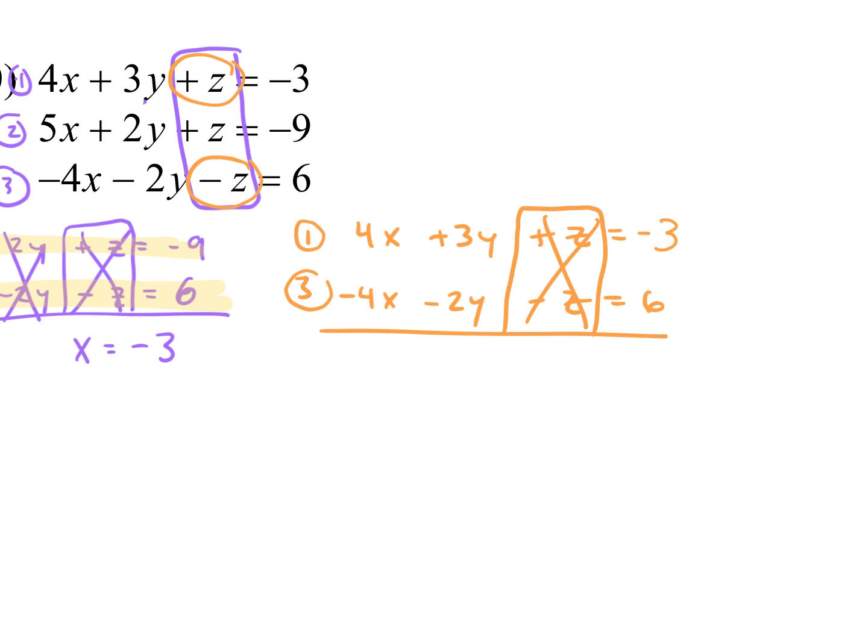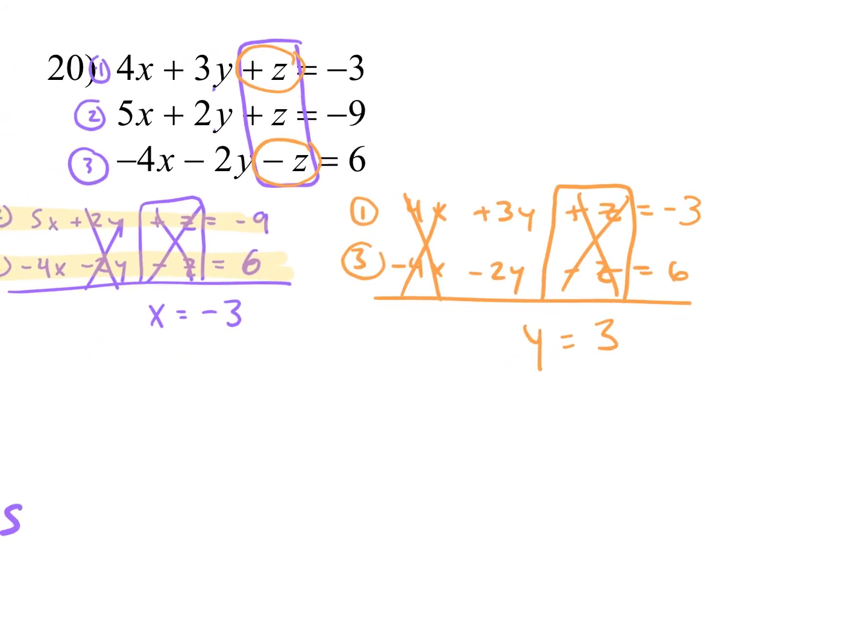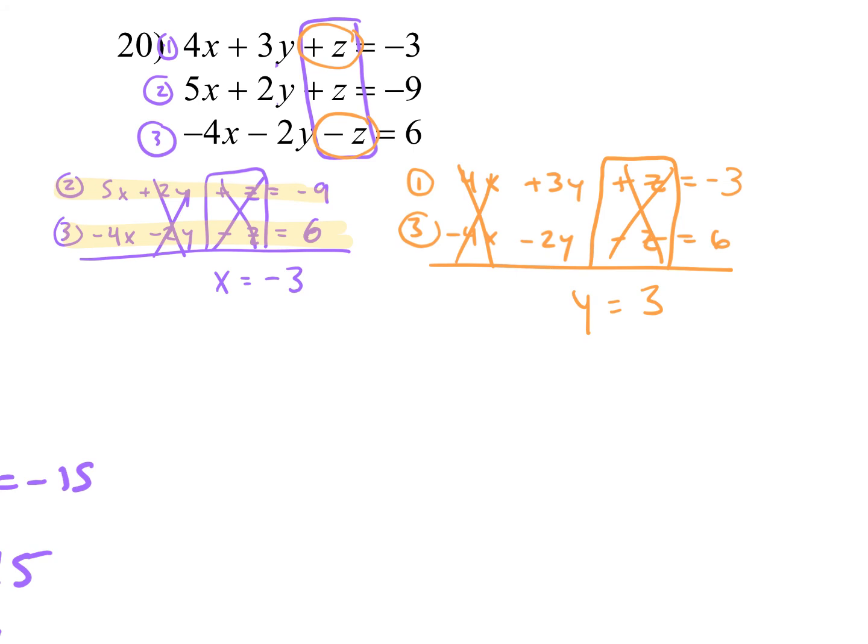Yes, so that's my goal, is to get them to cancel. The x's cancel. So 4x minus 4x cancels. What's 3y minus 2y? y. And negative 3 plus 6? 3. So y is equal to 3. So I have x and I have y. How do I find z?